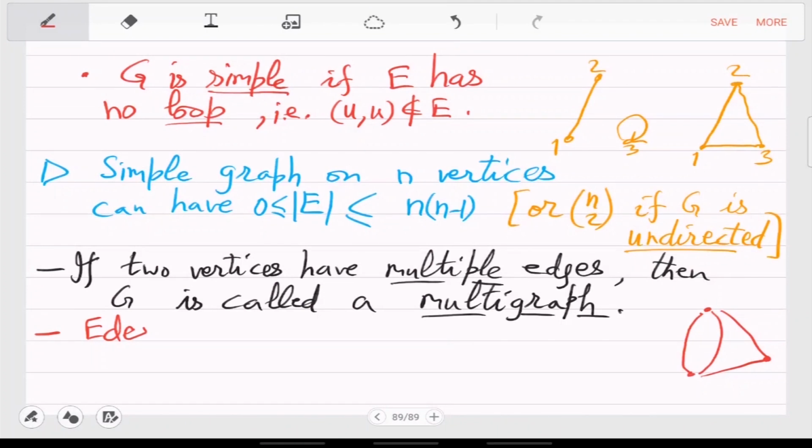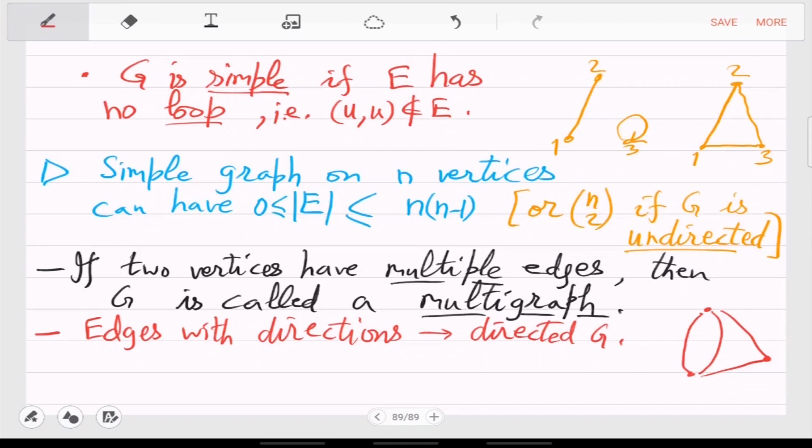If the edges have directions, then you call it a directed graph. If edges are in both directions, then you call it undirected.